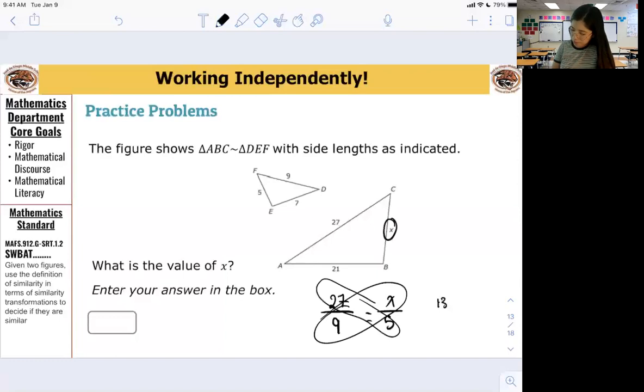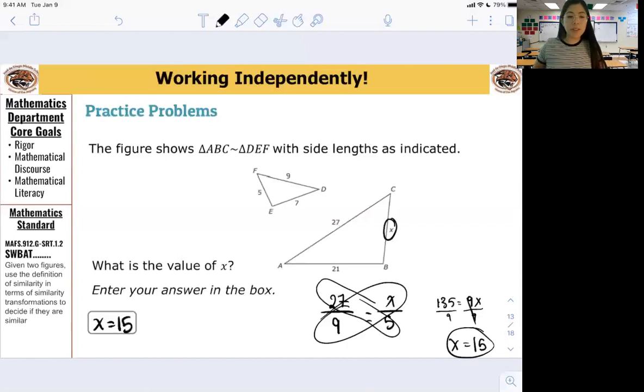135 equals 9x. Divide both sides by 9. What do I get? 15. X equals 15. All right, guys, good job today.